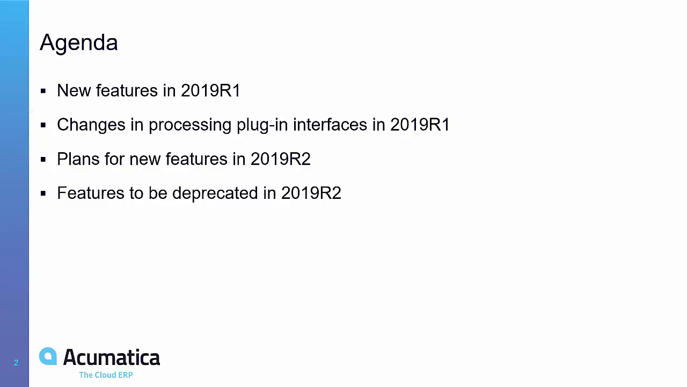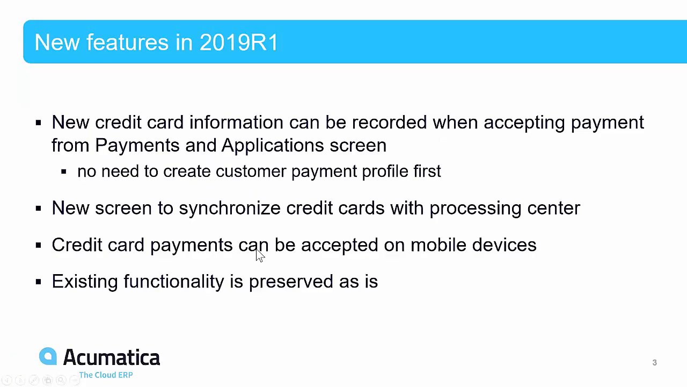I will also share our plans for new features in the next release, 19 R2, which is going to be released in September. And in 19 R2 we are also going to deprecate some older features related to credit card processing, which are really not up to standards anymore, mostly for security reasons. Okay, let me go ahead. What we added in 19 R1.